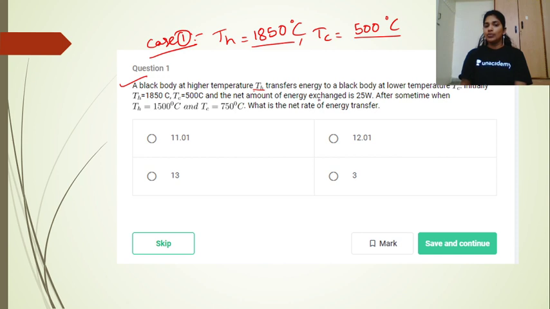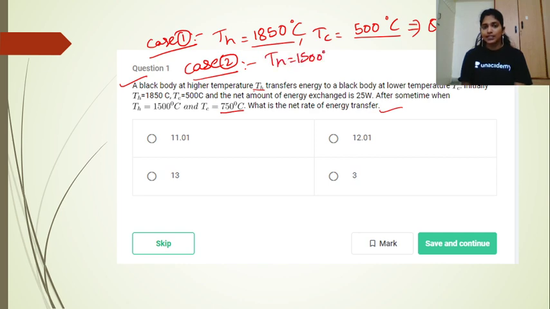The net amount of energy exchanged is 25 watts. So for these higher and lower temperatures, the energy transferred between the bodies is 25 watts. After some time, when Th is equal to 1500 degrees centigrade and Tc is equal to 750 degrees centigrade, what is the net rate of energy transfer? So here we should calculate the net rate of energy transfer.